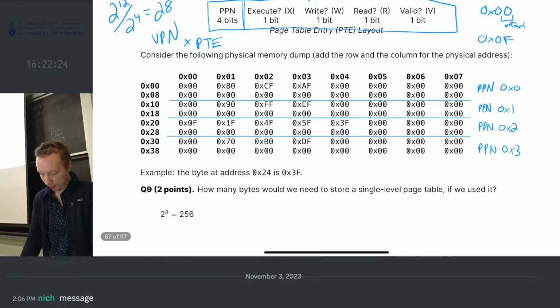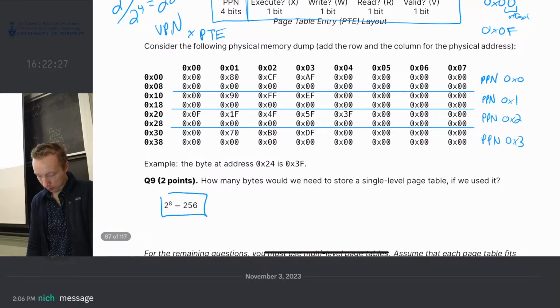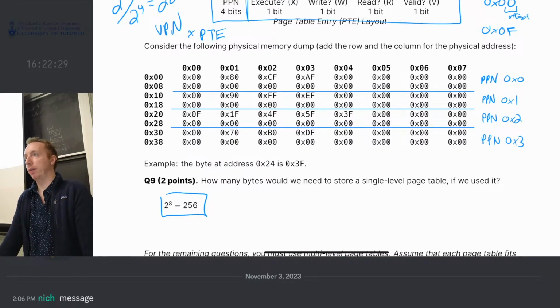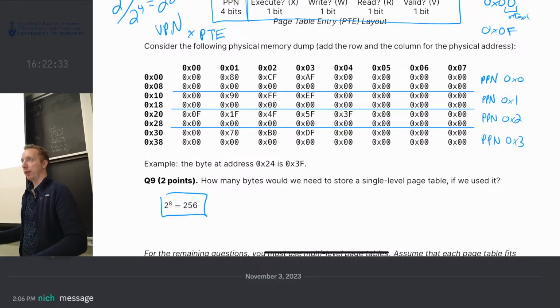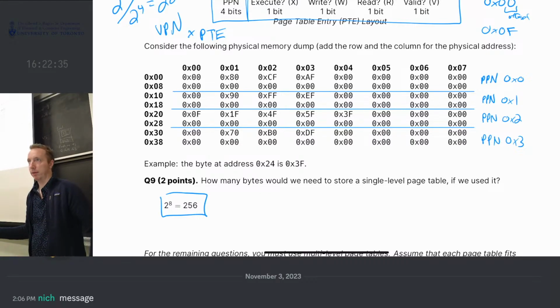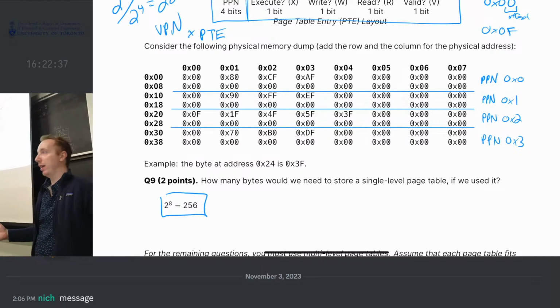So in this case, it would be 2 to the 8 bytes. I would need a single page table that's 2 to the 8 bytes because I need 256 entries. All right, any questions about that one?